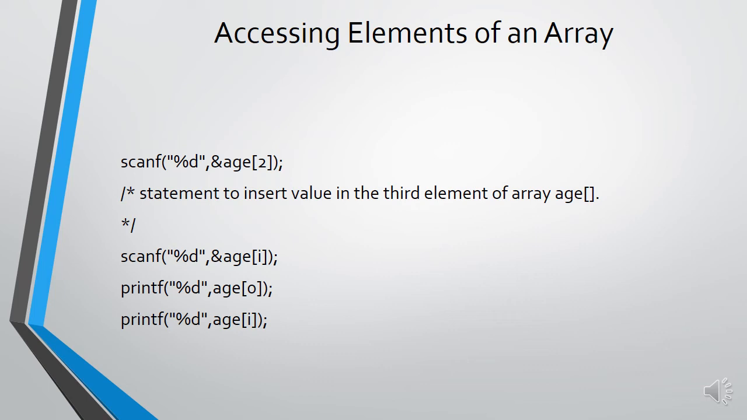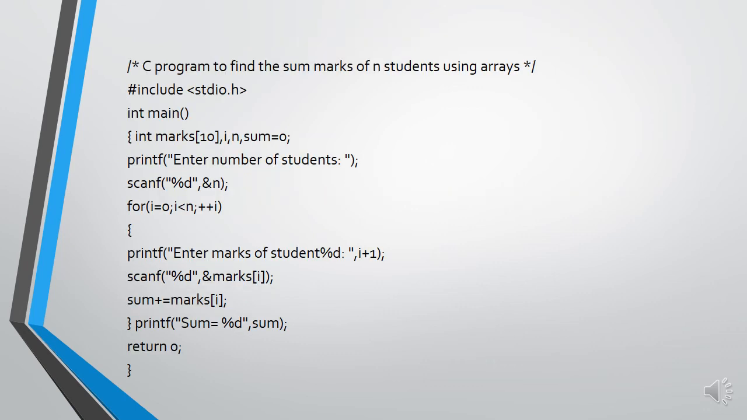That means because the array numbering starts at 0, then the last element will be n minus 1, where n is the size of the array. You need to be mindful of the different programming languages, where some languages will start at index 1 instead of index 0. You can try this example of the student marks using arrays.